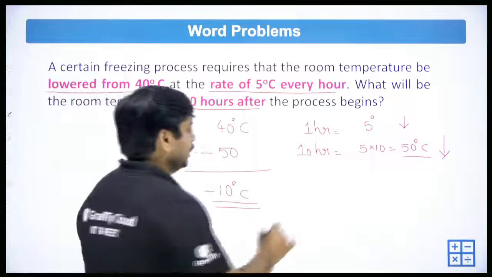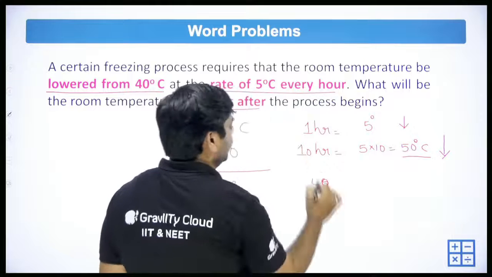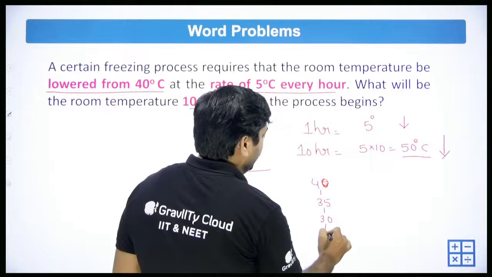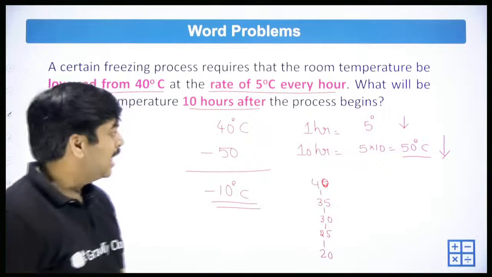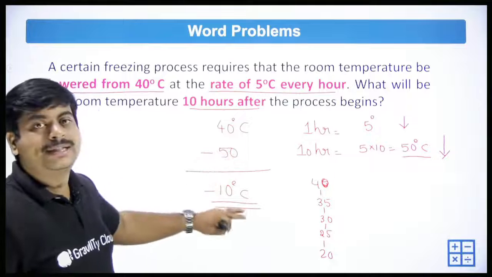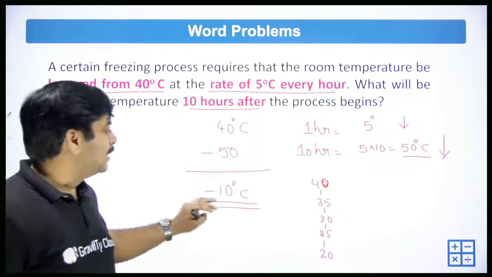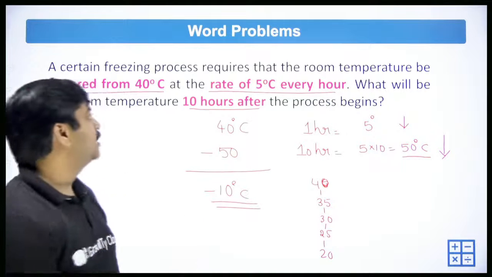It has started at 40. From 40, after every 1 hour, if it is reducing 5 degrees, next it will go to 35, next 30, next 25, then next 20, and so on. After 10 hours, you will be at a state of minus 10 degrees Celsius, right? Easy question. Let's move to one more question.